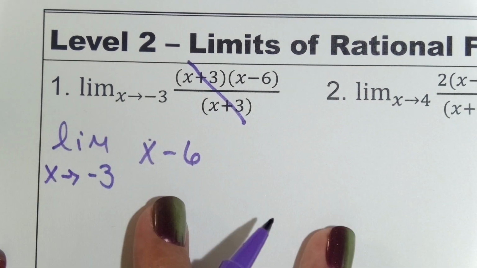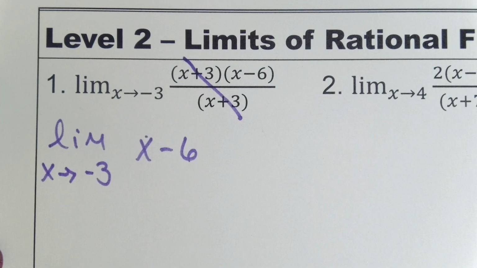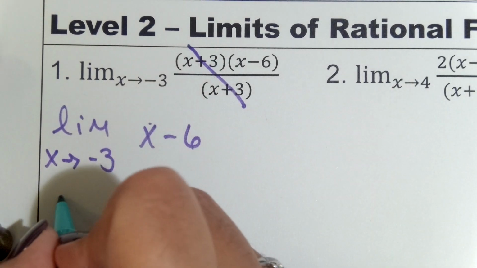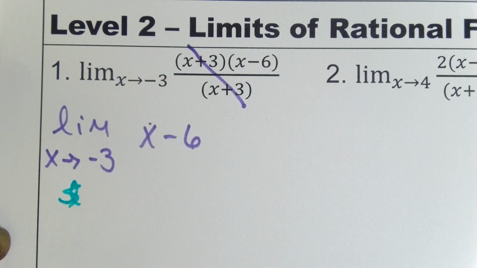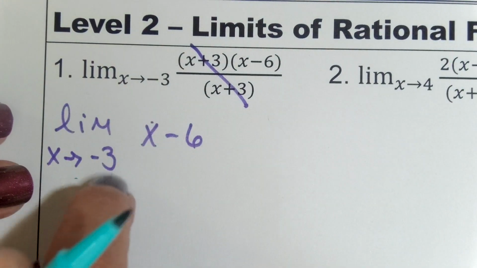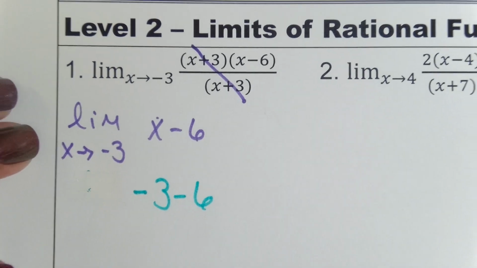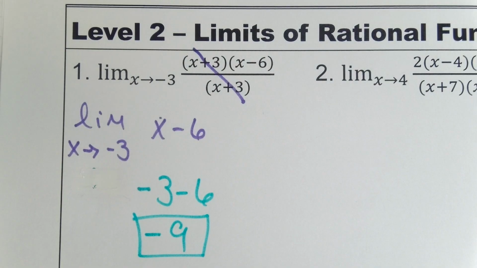Now look, this looks a lot easier than this did. What then can I do to this negative 3 to find the limit? Plug it in. So when I substitute in negative 3, it's going to be negative 3 minus 6. Negative 3 minus 6 is negative 9. So the limit is negative 9. Questions? Are we sure? Are we sure we're sure? Okay.